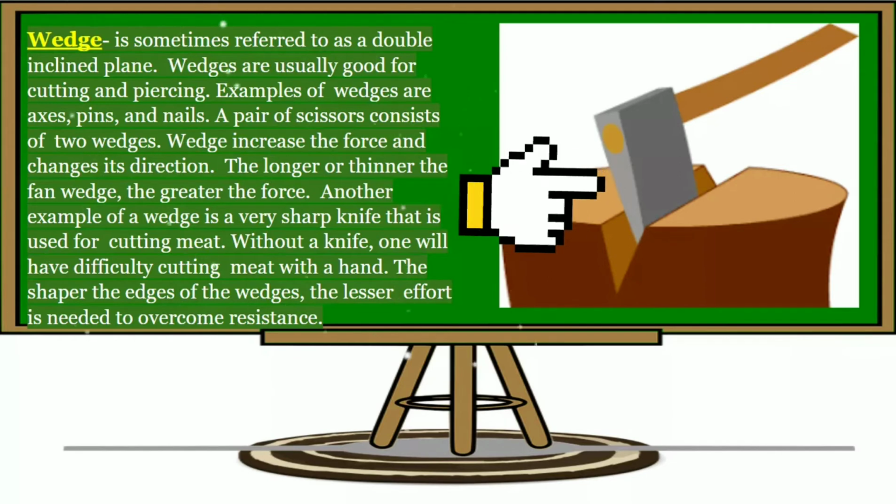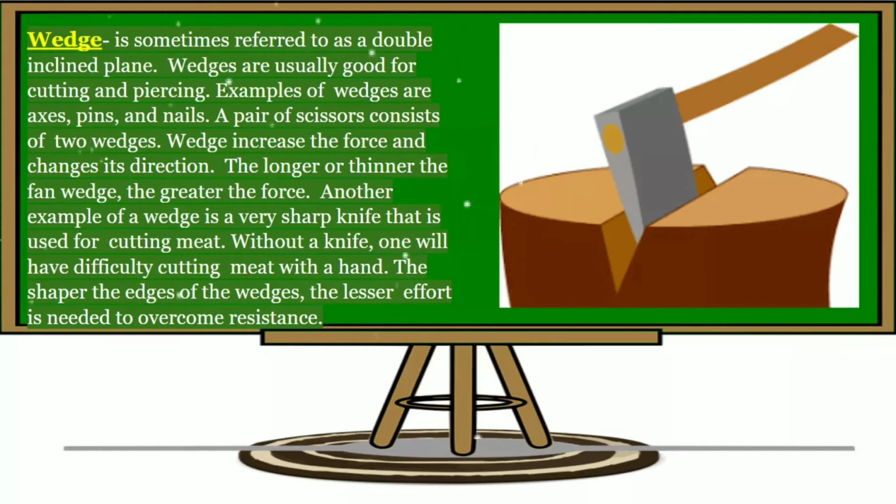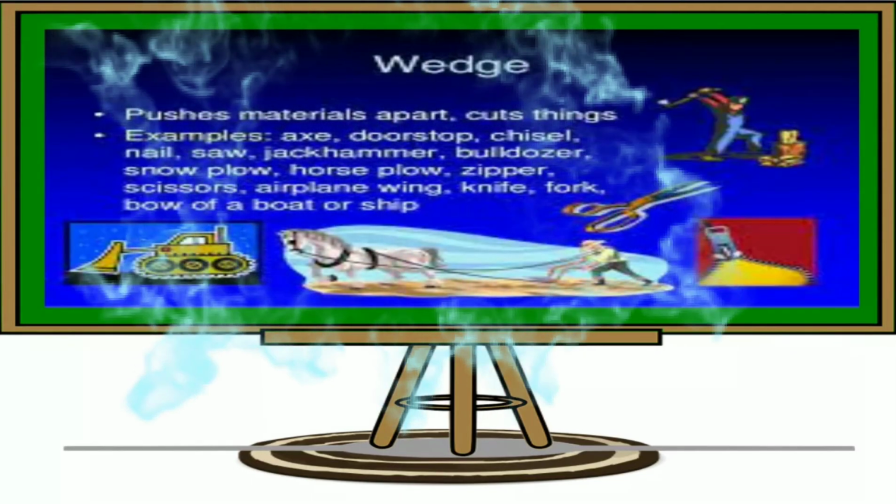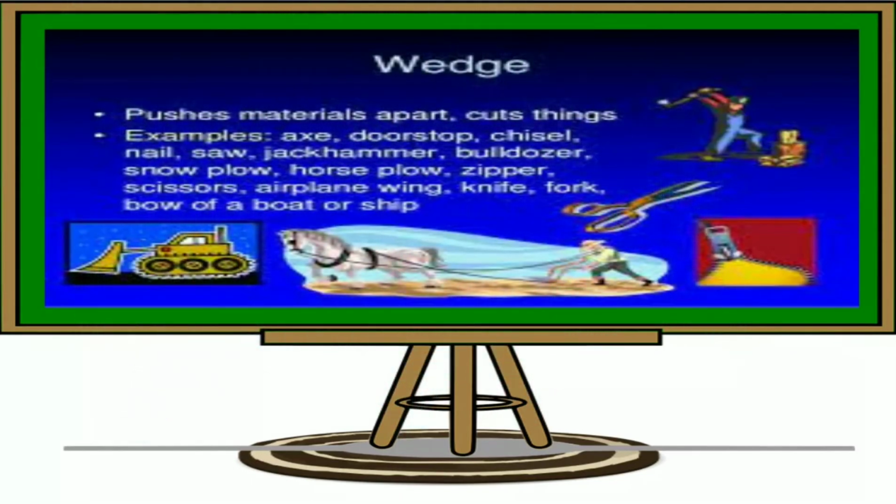Another example of a wedge is a very sharp knife that is used for cutting meat. Without a knife, one will have difficulty cutting meat with the hand. The sharper the edges of the wedges, the lesser effort is needed to overcome resistance. These are the examples of wedge: axe, doorstop, chisel, nail, saw, jackhammer, bulldozer, snowplow, horse plow, zipper, scissors, airplane wing, knife, fork, bow of a boat or ship.